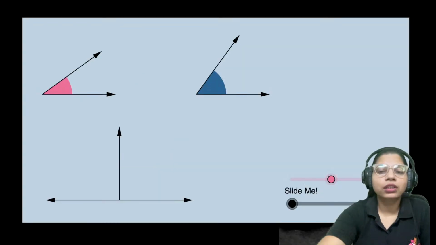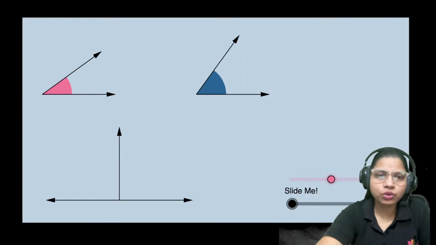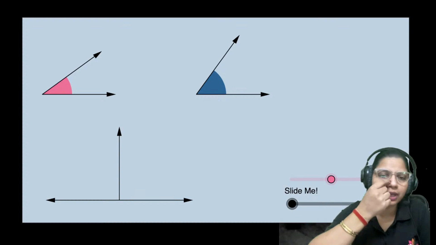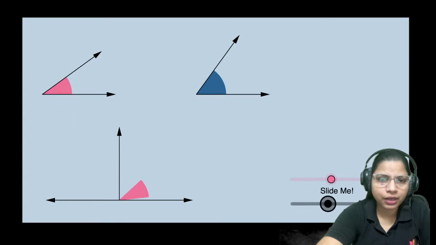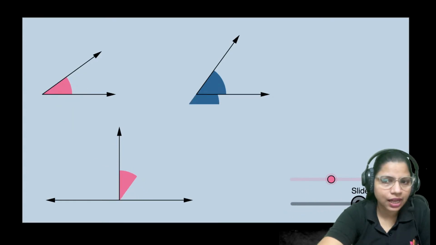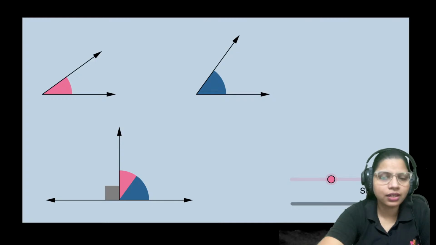Expand this. Okay, so these two, pink and blue, are acute angles, and this is a 90 degree. So what we'll do, we will slide to make that pink one set up to one of the angles and the blue one another angle. They both are adding up to 90 degrees.